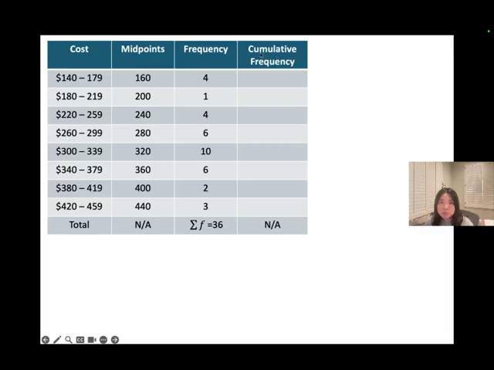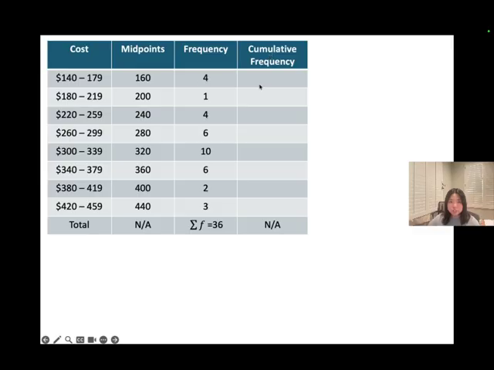We have one more column here. We need to find the cumulative frequency. Remember that median means I want to find out the data in the middle, right? So that's related to the cumulative frequency. So what is the cumulative frequency? We talked about it in chapter 2 already, right?